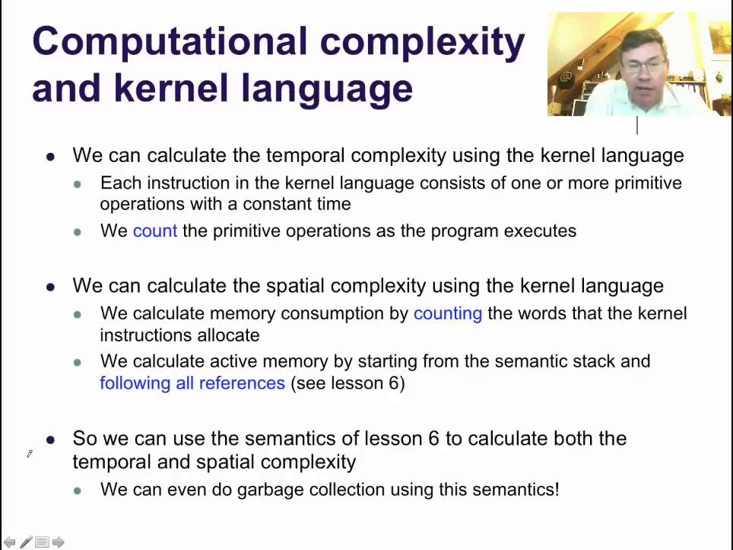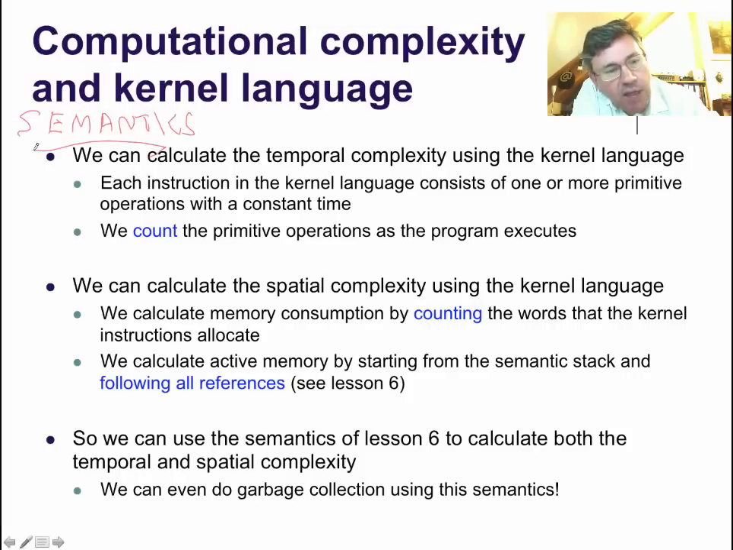Let me make a quick connection with semantics. Semantics will be the topic of next week's lesson. In fact, all of what we've seen in terms of computational complexity can be calculated through the kernel language and through the semantics we will see next week. The temporal complexity is the easiest. Each instruction in the kernel language has primitive operations, and we can know how many there are. We just have to count them.